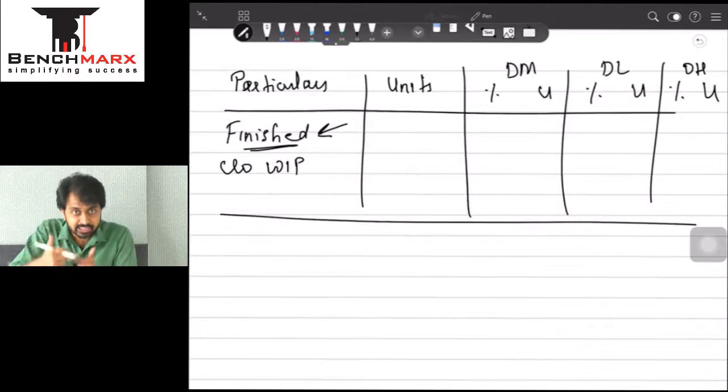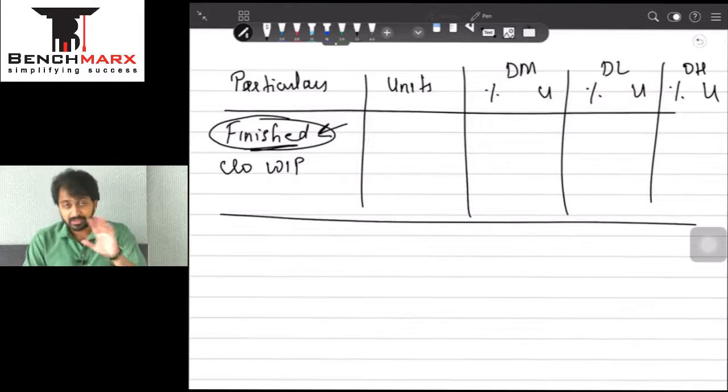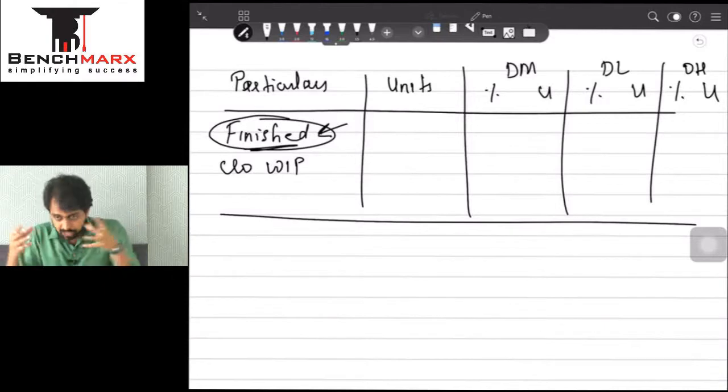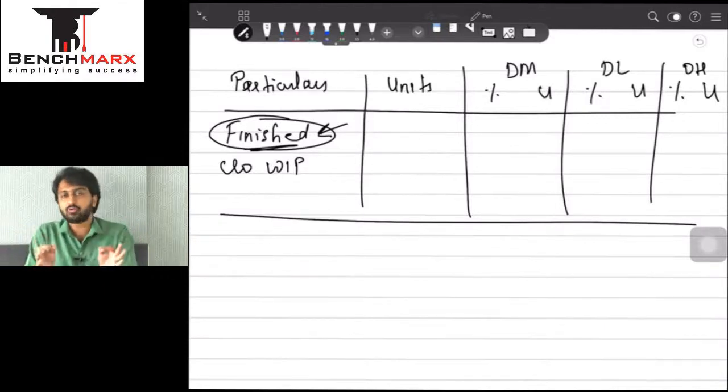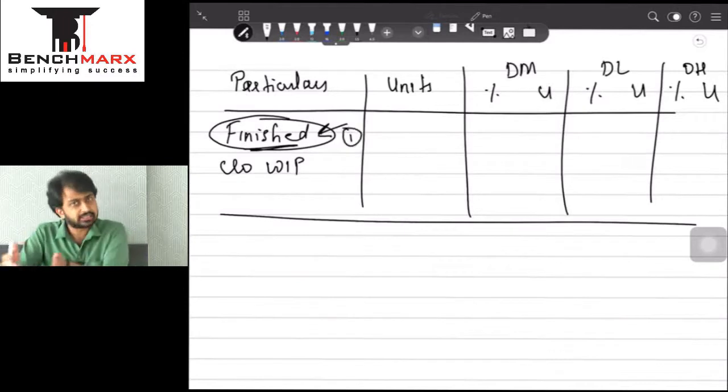Since I am doing the average method, I don't require the split, and that is the only difference in the statement of equivalent output. Rather than having opening stock, process further and started and finished separately, I merge them together because I want average cost. So that is the first change. All other things will remain the same.